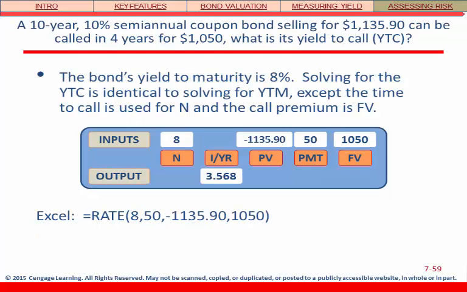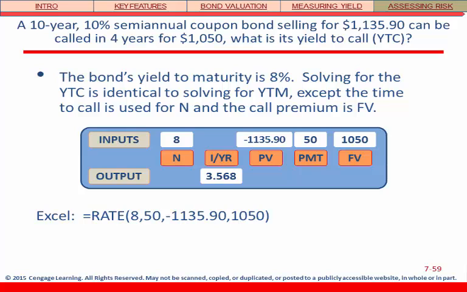Okay, now we're talking about something totally different, where we're talking about yield to call. I put this slide in here just for those that are curious, but this is not something that you would be tested over. You can probably figure out what the inputs are here, though. It's a semi-annual bond. It's going to get called in 4 years, so 2 times 4 is 8 for N. If you look at your present value, that's going to be the price. So you're going to plug in $1,135.90, make it negative, right, for your present value.